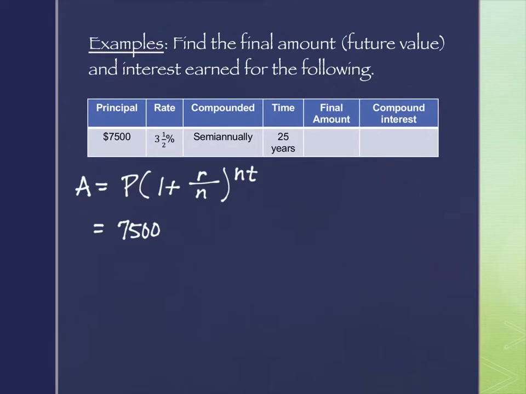All right, so the 1 plus, that part's automatic. We don't have to do anything but rewrite it. R, my interest rate. What is my interest rate in this problem?